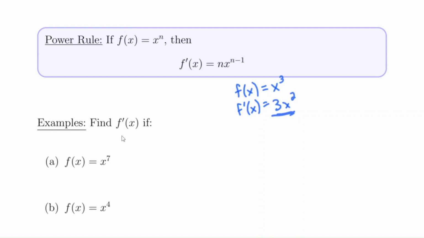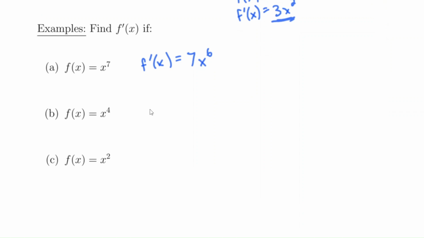Okay, so let's do some more examples. Find f prime of x if f of x is x to the 7th power. Well, here n is 7. What is f prime of x? Well, f prime of x is going to be 7x to the 6th. Right? 7x to the 7 minus 1, 7x to the 6th. Okay, what's the derivative of x to the 4th power? Well, according to the power rule, the derivative of x to the 4th is going to be 4x cubed. Okay, what's the derivative of x squared?